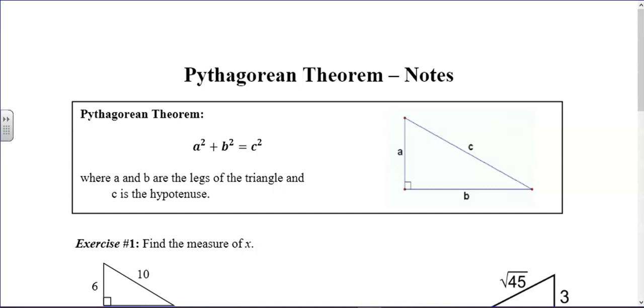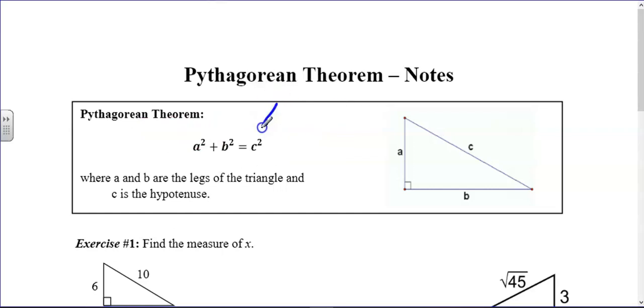But in order to do trig, we need to know how to do the Pythagorean theorem. So this might look familiar, maybe from Math 8, 8th grade math. The Pythagorean theorem is a squared plus b squared equals c squared. This is on your formula card, so you don't have to memorize it. Okay, so what do you need to know?